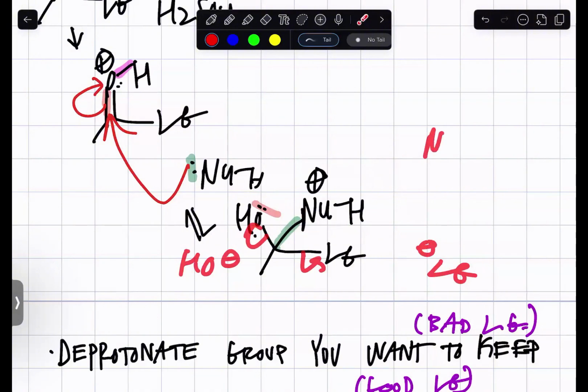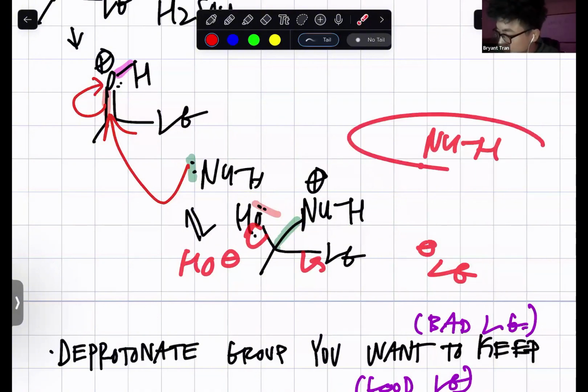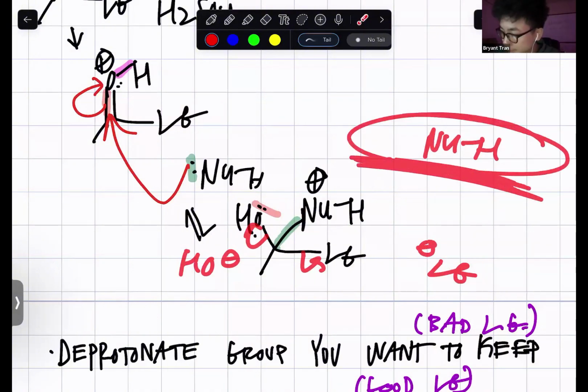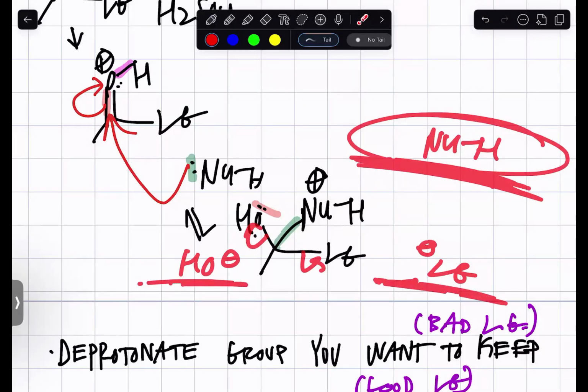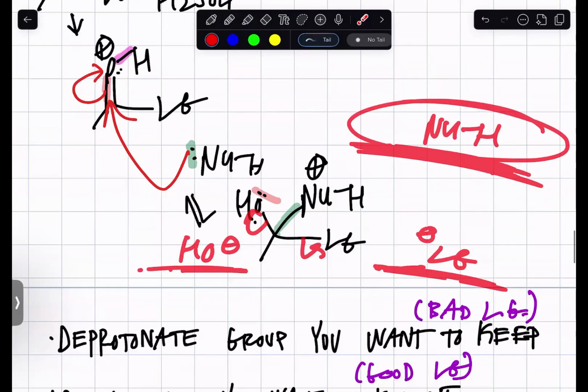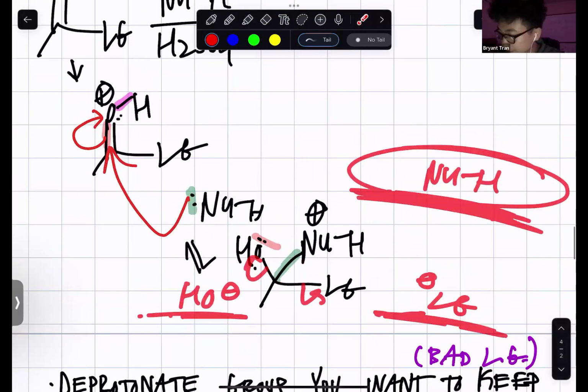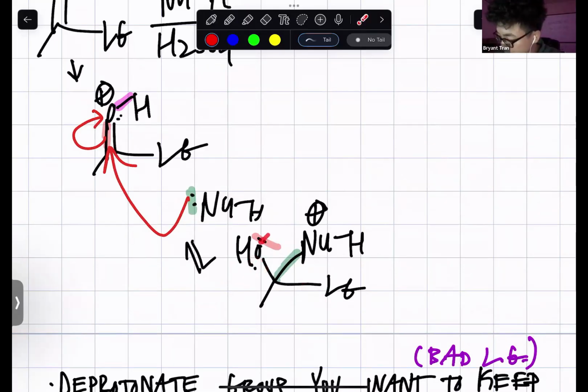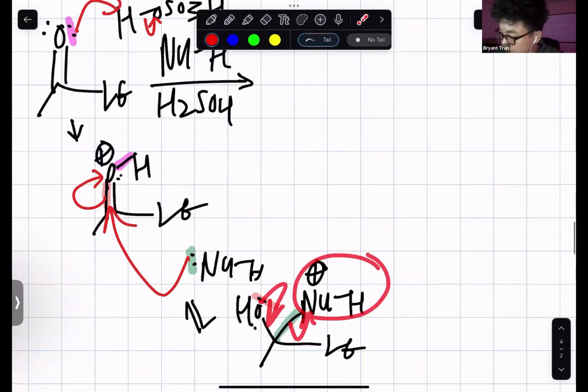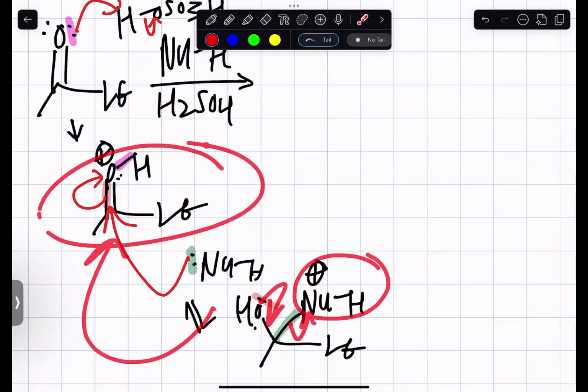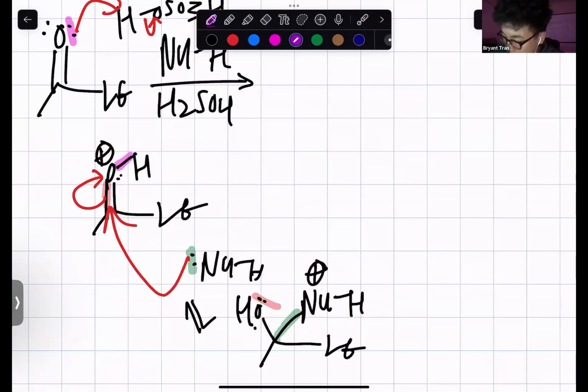Right? And then if we kick out the NUH, it's going to be neutral. And then this NUH here is going to be more stable than these negatively charged leaving groups. But that's not good, because if we kick it out, like let's say we reform a carbonyl and we kick out the good leaving group as it is right now, we're going to go backward, right? We're going to go back to what we started with, and we don't want that.